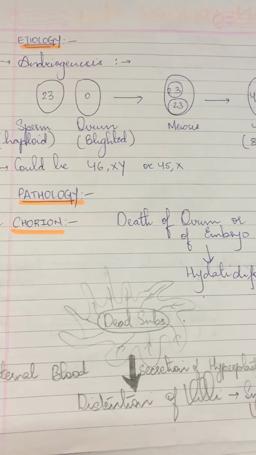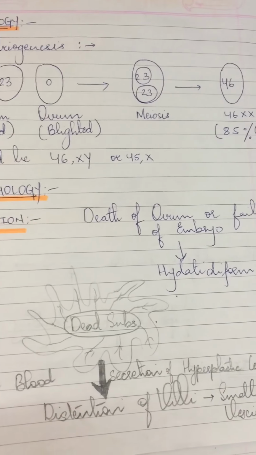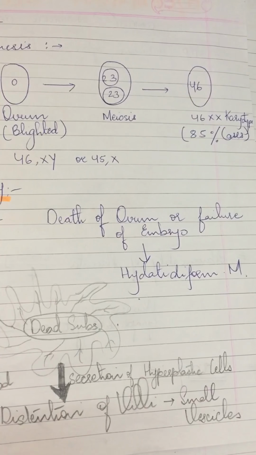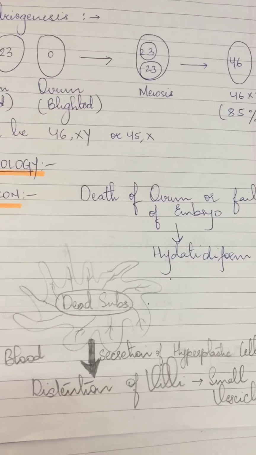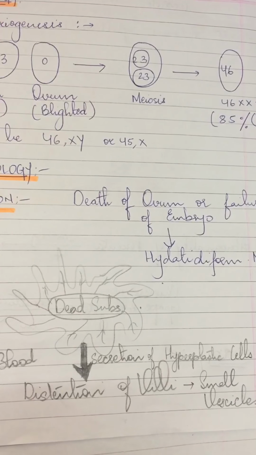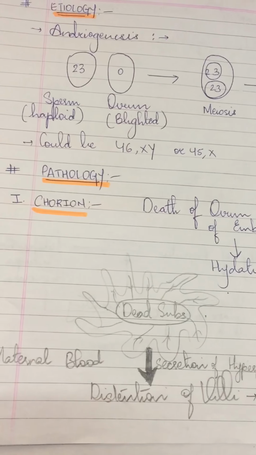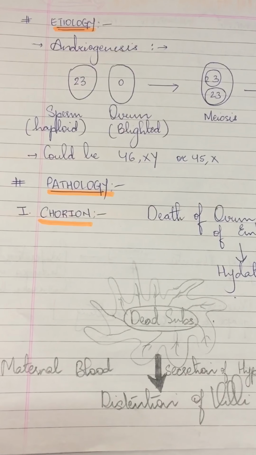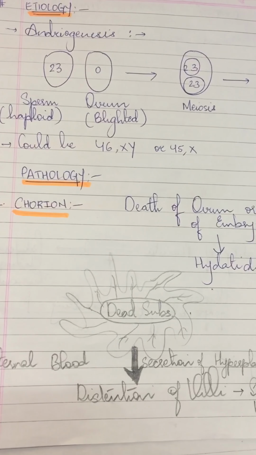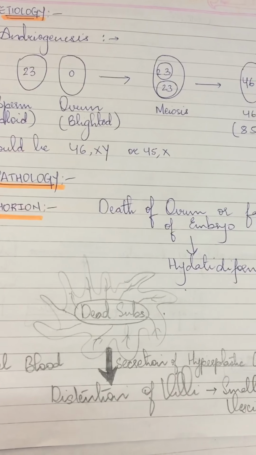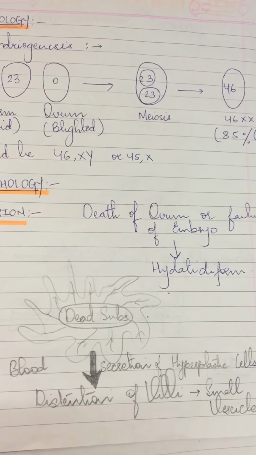Now pathology. The death of the ovum or failure of the embryo leads to this condition. The dead hypoplastic cell secretes substances, and the maternal blood altogether accumulates in the villi, and it leads to its distension, leading to formation of small vesicles.